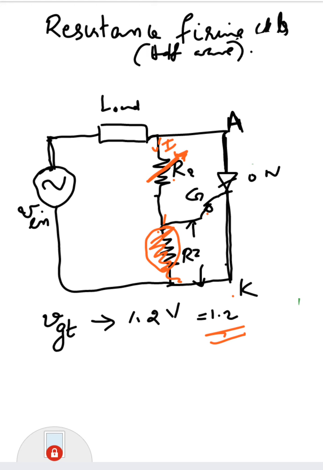Okay, I am designing a half wave circuit, so the meaning is I don't want the full cycle of the input voltage. Only the positive half cycle should be controlled. The negative half cycle I don't want to control here, so you have to insert a diode in between here. This is a diode. So the meaning of the diode is only the positive half cycle is allowed to pass through, the negative will not enter.